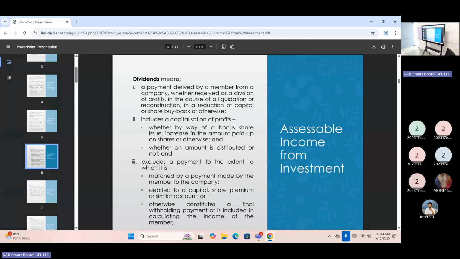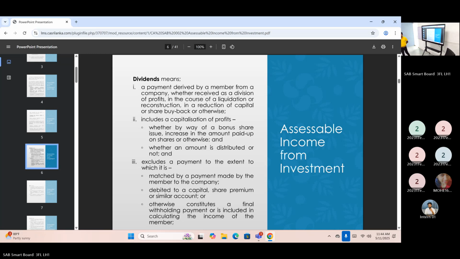So that goes as profit. That is also considered as a distribution of dividend. That is a distribution of profit. Division of profit is also considered as dividend for tax purposes.